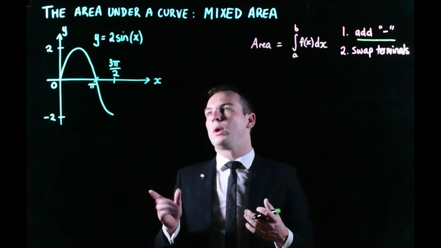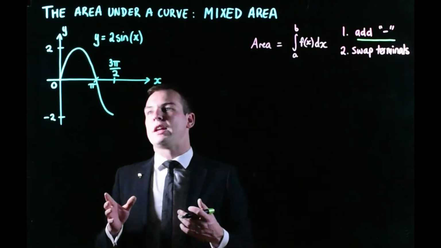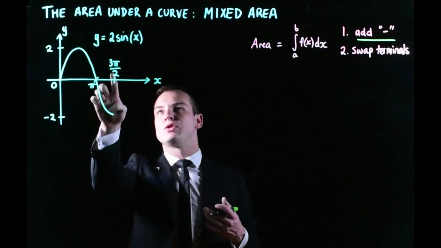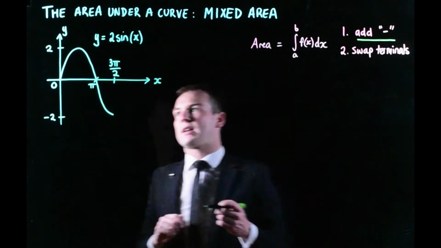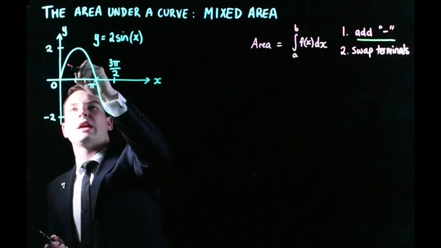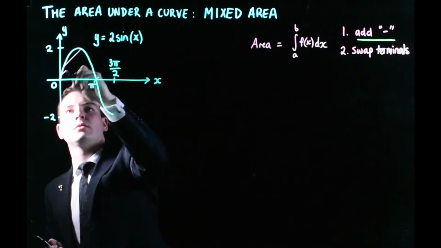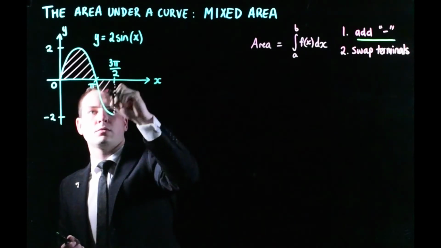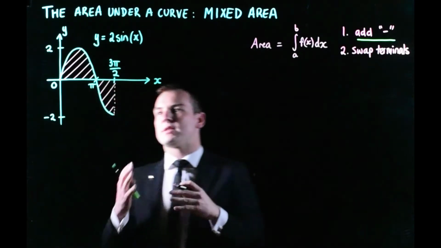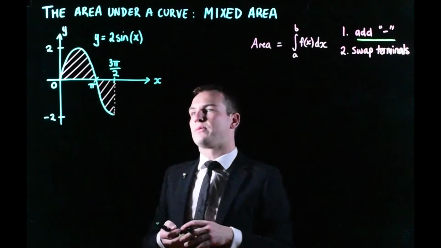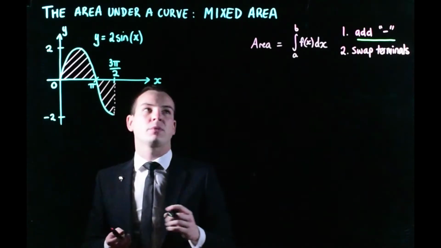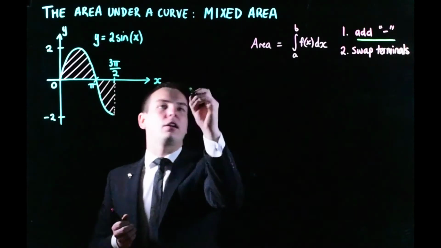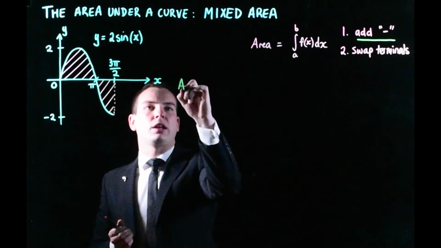So for this one, we're going to calculate the area that is between 0 and 3 pi on 2 for 2 sine of x. So if I go ahead and shade that region, that's the region there that we are trying to find the area of. So to calculate that area, I'll just come over here because we'll need plenty of room.